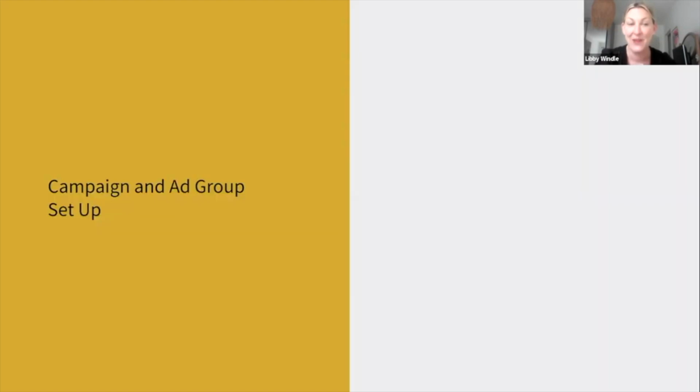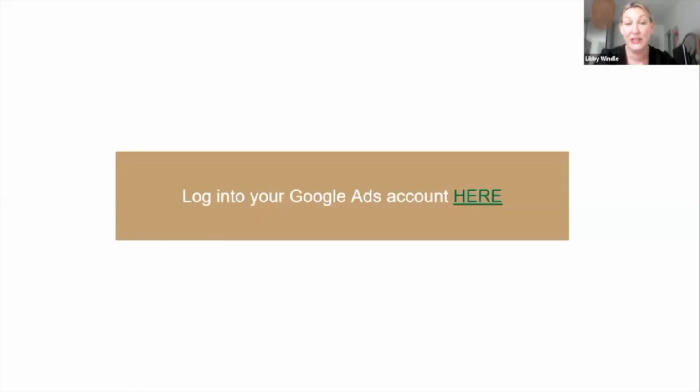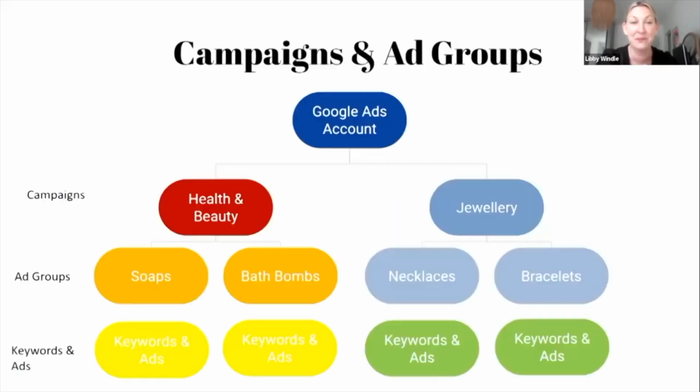And then you want to set up a campaign and an ad group. A campaign is another word for folder, and an ad group is another word for subfolder. And you want to set them up. So log into your Google Ads account that you've probably just created, or if not, click that link and it will take you to log in. And then have a little think about what your campaign and ad group setup should look like.